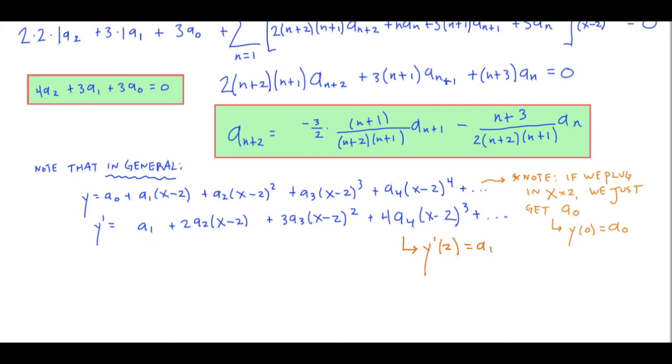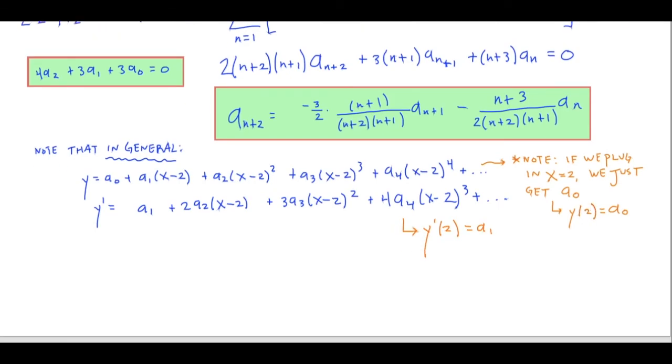I think I said that incorrectly. I think I said a sub 0, but the constant is now a sub 1. And I noticed another mistake that I've made here. I'm talking about plugging in x equals 2, and so the initial condition that we were given was y of 2, and that will turn out to be my a sub 0 value.